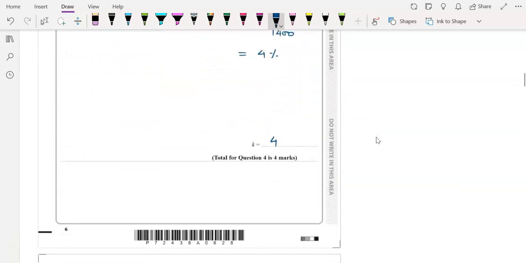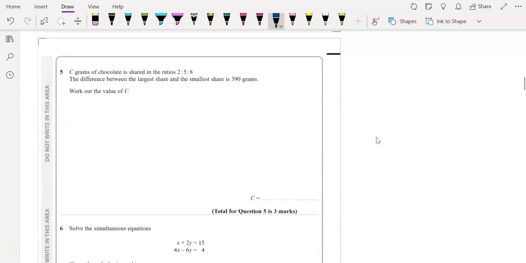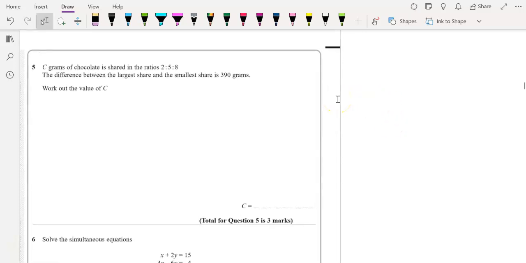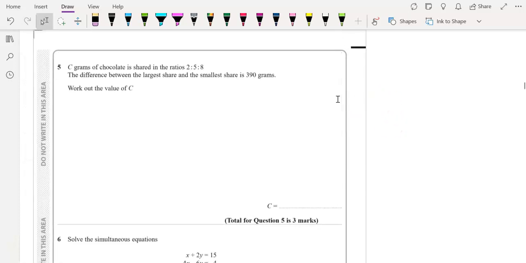Next question. Question 5. C grams of chocolate is shared in the ratio 2:5:8. The difference between the largest and the smallest share is 390. Work out the value of C. So you want the total weight. Okay. So if you see altogether 2 plus 5 plus 8. So total parts are 15.